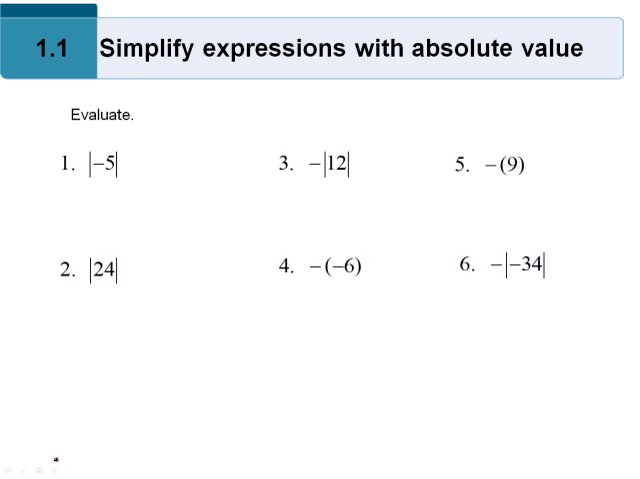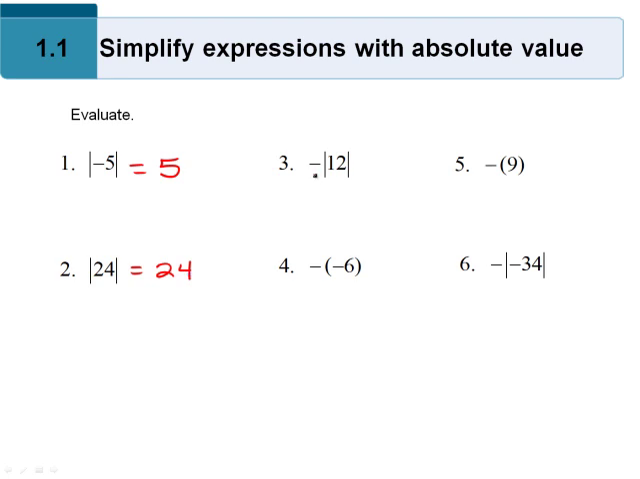Now let's look at some examples. So here we have the absolute value of negative 5. Well, the absolute value, we just talked about this, is always positive, so it would be positive 5. Okay, number 2, the absolute value of 24 is just positive 24.